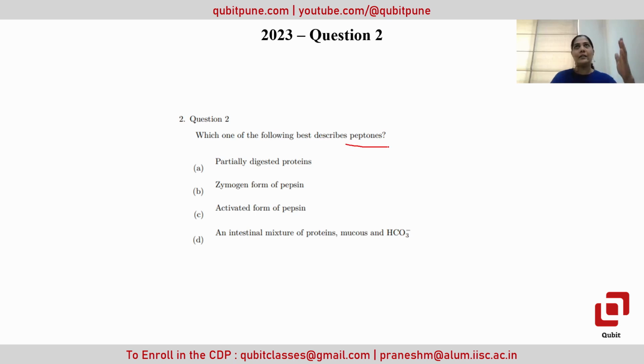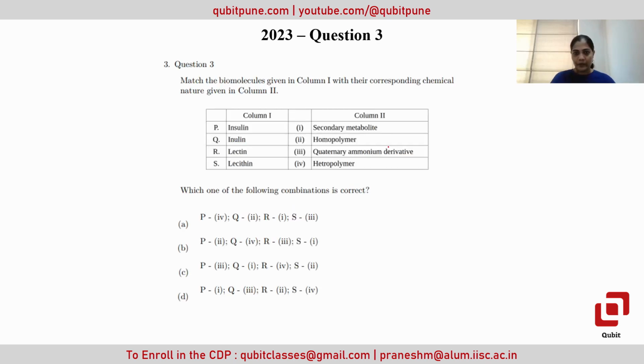So, partial degradation happens at each process, and finally, in the small intestine, amino acids, the smaller basic units, are formed from the peptones and get absorbed eventually. So, option A will be the correct one for question 2. Next.